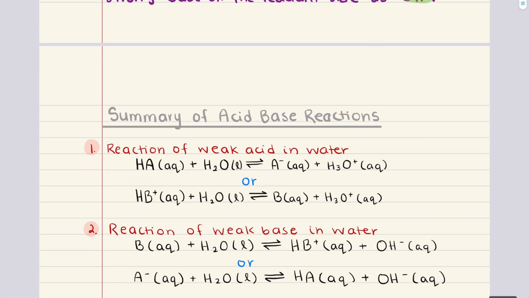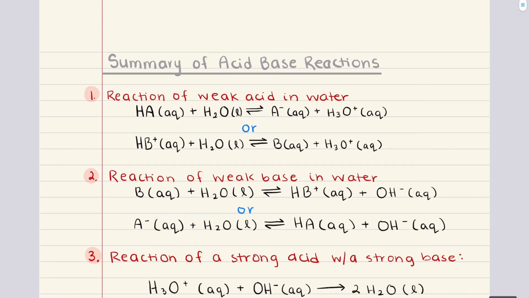Now let's go over the 5 most common types of acid-base reactions. This is going to be important for our later discussion. The first type is the reaction of a weak acid with water. In this reaction, the weak acid releases a proton to water, forming its conjugate base and the hydronium ion, like you see written in this first reaction. Alternatively, if the weak acid exists as a positively charged ion, it reacts with water to form a neutral weak base and the hydronium ion.